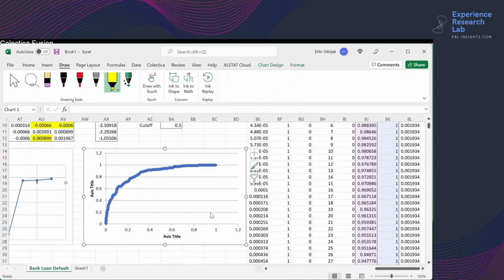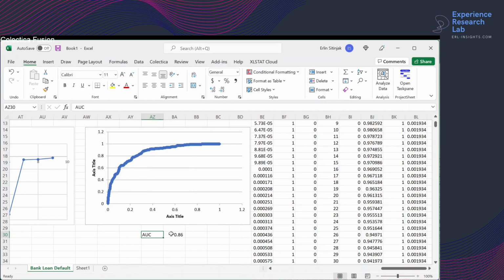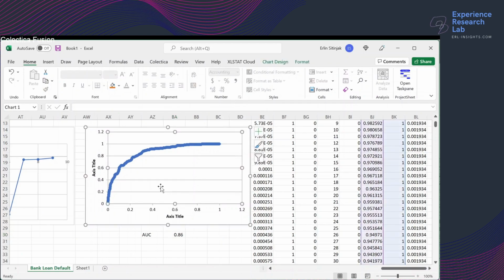I can show you what this 0.85 means. With an AUC of 0.86, I can say that this model does an excellent job in predicting the likelihood to default or not default on bank loan.